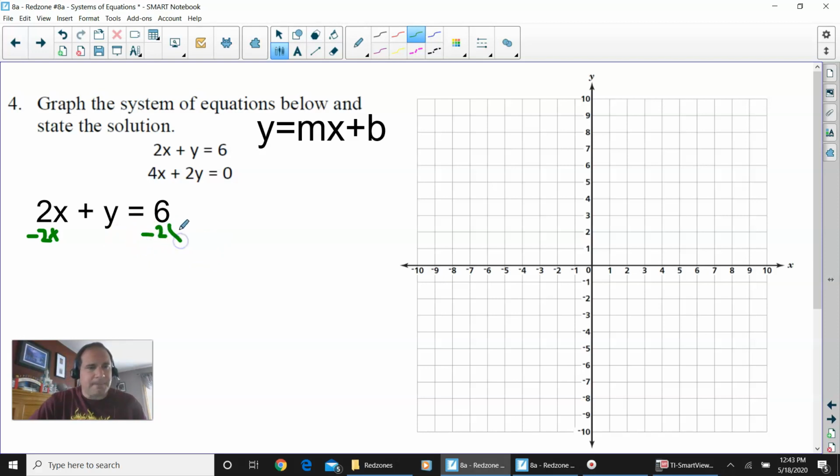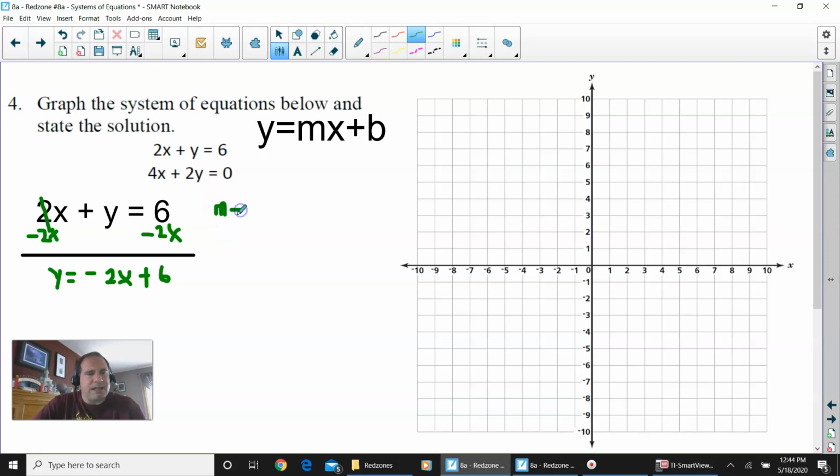When I go ahead and subtract, guess what I have by myself? This is kind of like a one-step equation for solving for y. So this is y equals, and I'm going to put that negative 2x first because I want it in y equals mx plus b format right off the bat. I'm not going to put the 6 first. It's okay if you put the 6 first, but I just don't like to do it that way.